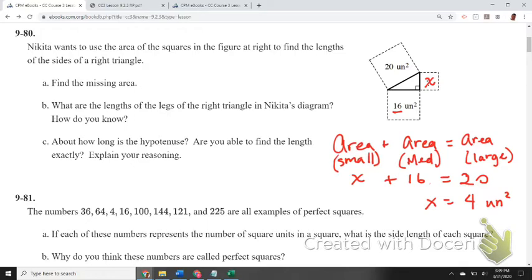The next question, question B, says, what are the lengths of the legs of the right triangle? Focus your attention back on the diagram now. Let's take a look at the bottom square, for example. I'm going to make this a little bit bigger here. No, that's too big. Give me 1 minute. There you go. If that one is 16 units squared, that's the area. We know it's the area because it's units squared. Anytime it's to the second power, you're talking about area.